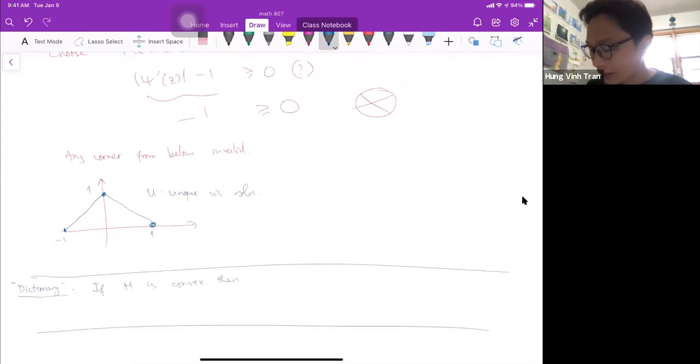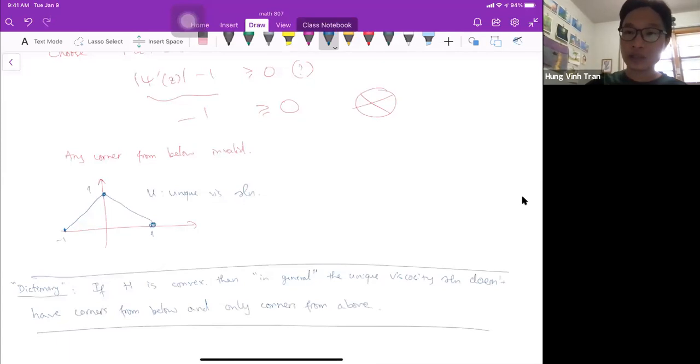then in general, you have to check me on this, because there are certain cases that it could allow corner from above, but in general, the unique viscosity solution doesn't have corners from below and only corners from above. So it's a very important dictionary point.